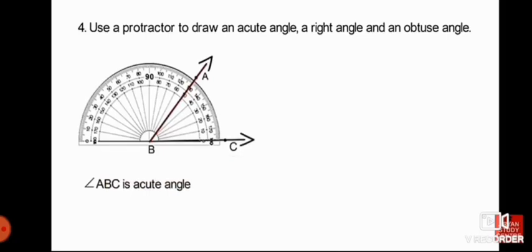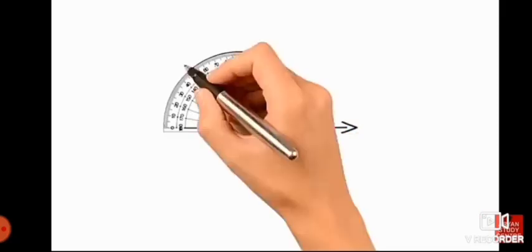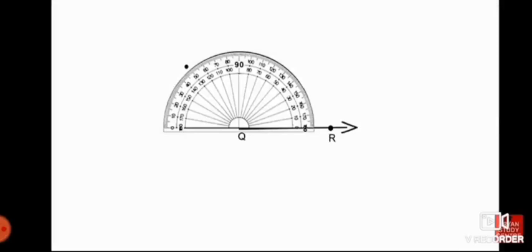Now the next type, that is the obtuse angle. Here is one arm which will be named QR. So this is a ray. Keep the protractor on point Q. Now we are going to construct the obtuse angle. We keep it on Q and our ray is at the right hand side. So we will see inside 0 again.